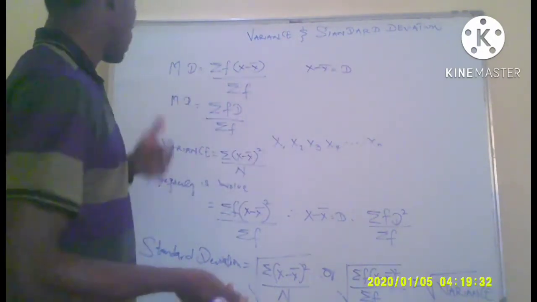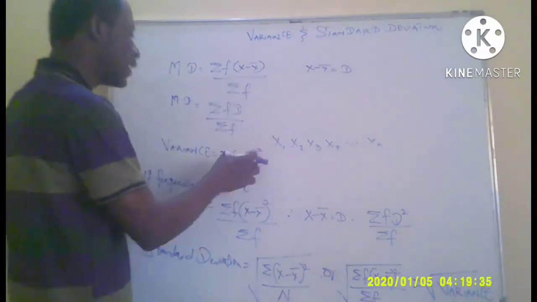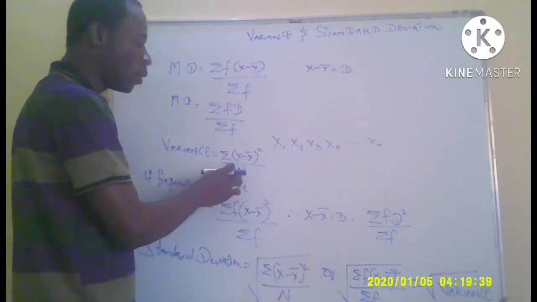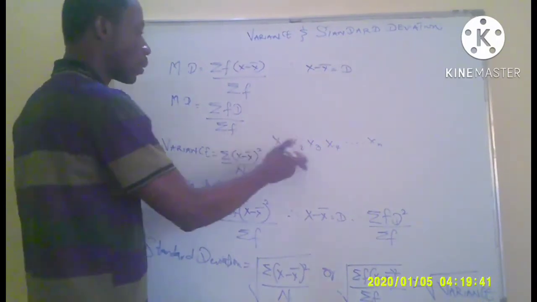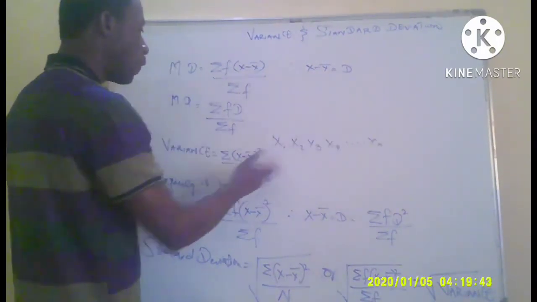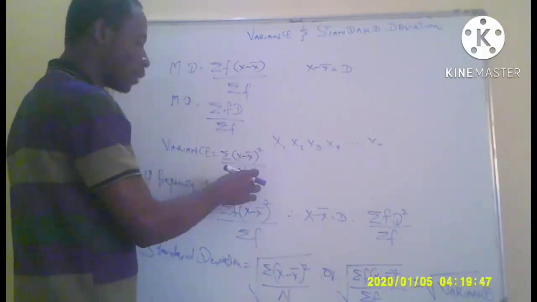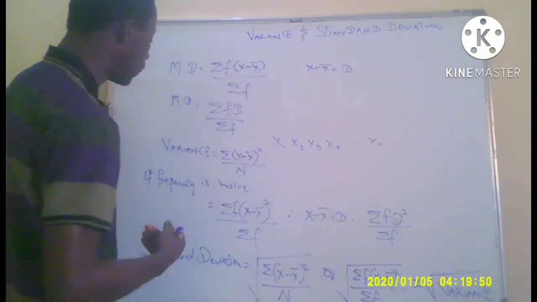Now the variance is the square of the deviation over the total number. Note that frequency is not included. Assuming these are the numbers, over the total number, the square of the deviation, added together over the total number, gives us the variance.